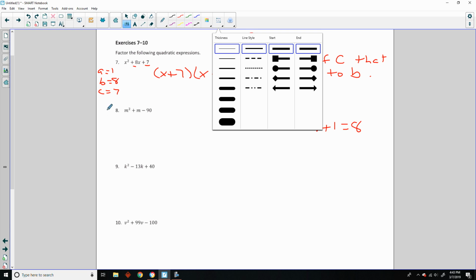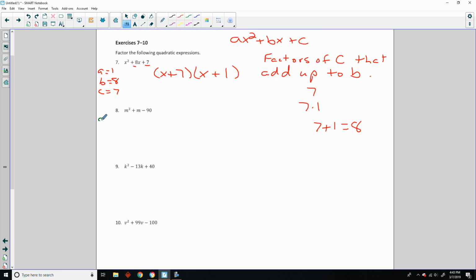So here, this is how I do it on number 8. My a is 1, since it's 1m squared. My b is 1m, so my b is 1. The coefficient in front of m is 1. And my constant is negative 90. So I want factors of negative 90 that add up to 1.